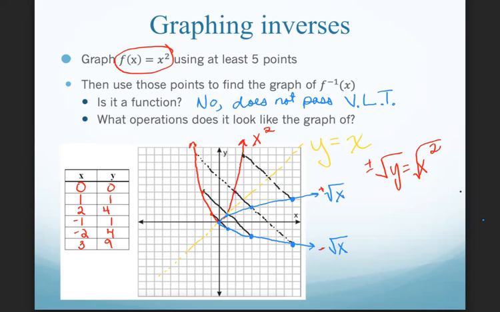And this is where, at the beginning of the chapter, we called these principal roots, principal roots and negative roots. And that is exactly why we have principal and negative roots, is so that we can have functions with the square root of x.